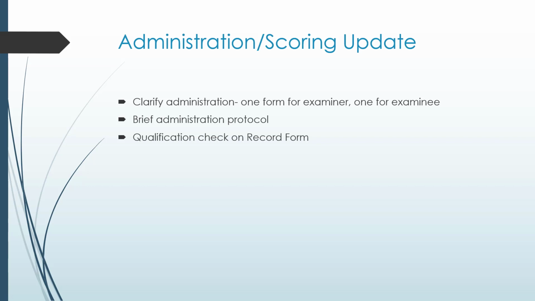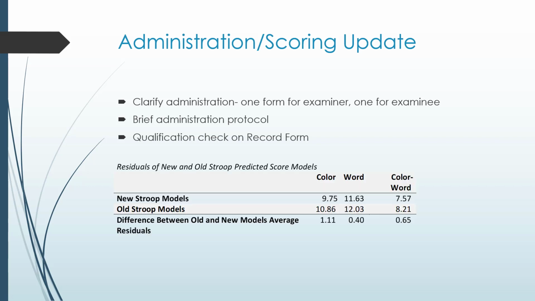And so we can see that comparing using the new models of the Stroop, we're seeing performance closer to what's predicted. So essentially, we're seeing lower residuals. The new algorithms are closer to what we'd expect a person's performance to be.